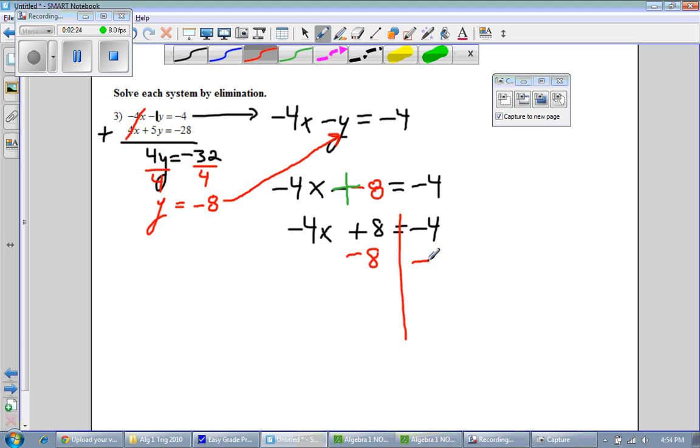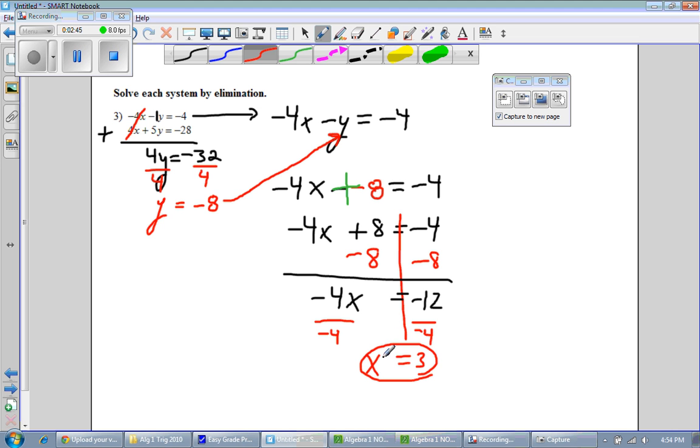We're going to do minus 8 to both sides. We'll get negative 4x is equal to negative 12, and then we'll divide both sides by negative 4. And we'll get x is equal to positive 3. That's it. 3 and a negative 8. Worksheet will write it like this. It's a little ordered pair.